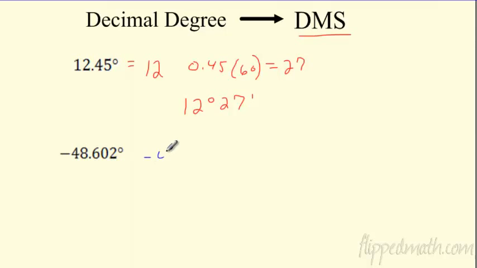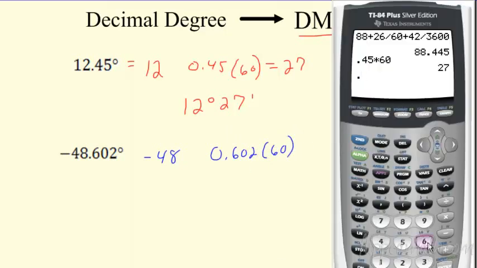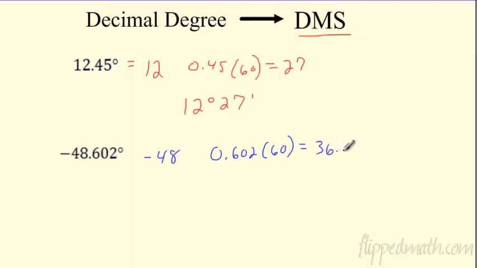It's a negative, so I know it's going to be negative 48 degrees, but I've got this 0.602. So I'm going to times it by 60, and let's see what we get here. So I've got this 0.602 times it by 60, 36.12. So what is this? 36.12. So I'm starting to put this number together. It's 48 degrees for sure. I had this decimal which turned out to be 36 minutes, or really technically, don't write this down yet, but really what is this? It's 36.12 minutes. But I don't want that decimal in there.